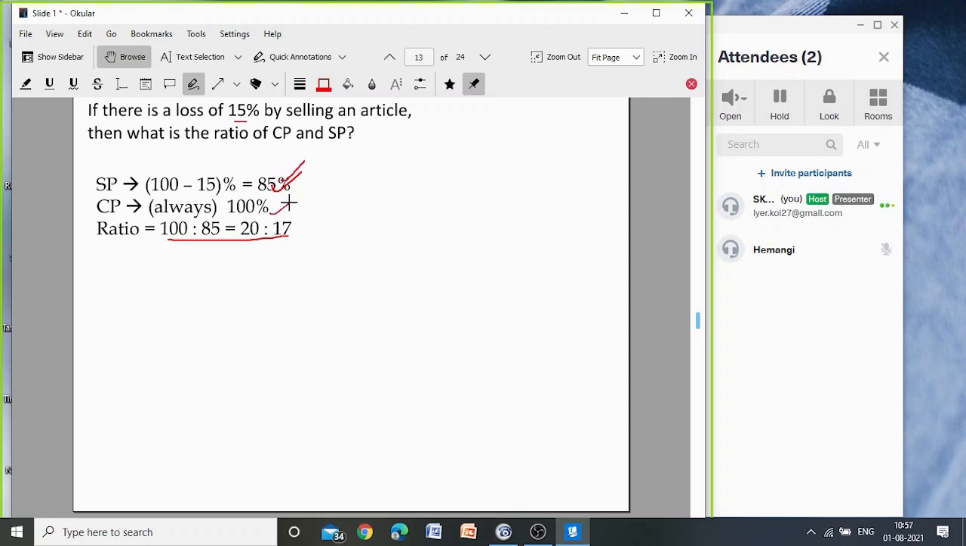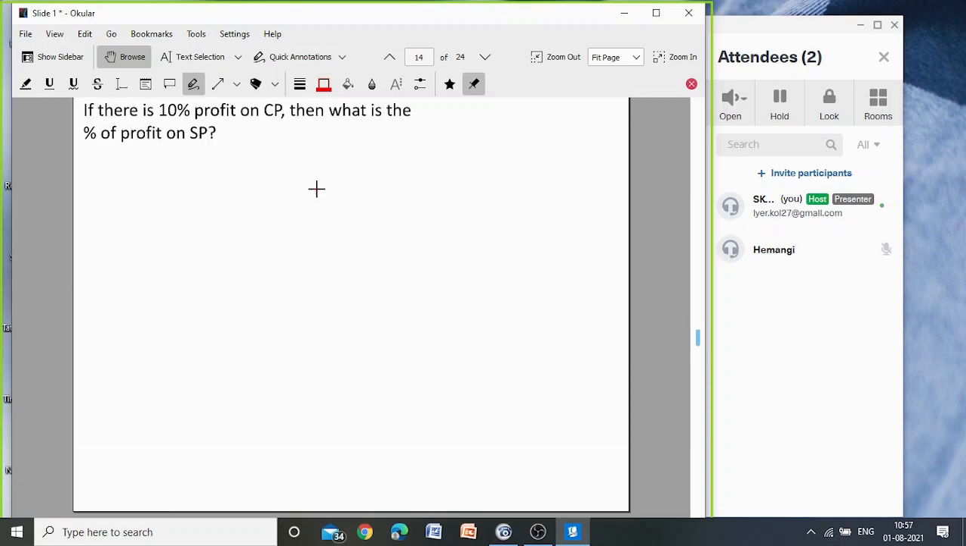100 is always the cost price. So cost price is to selling price. Always see in a ratio which is coming first and which is coming second in the question. First is the cost price, so we put 100:85. Then cancel by 5. 20:17.